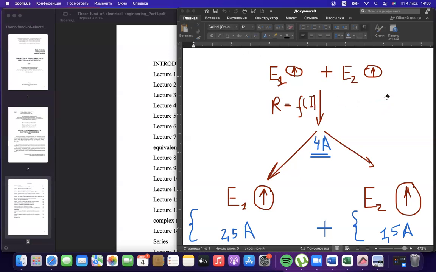Then the value of resistivity in the total task could differ from the value of resistivity in partial tasks. For example, if resistivity is determined by current, in partial tasks the current will be smaller than the total one, because we are looking at each source independently. Then the resistivity will differ from the initial task, and the solution that we obtain after adding will be incorrect. It is the main problem.